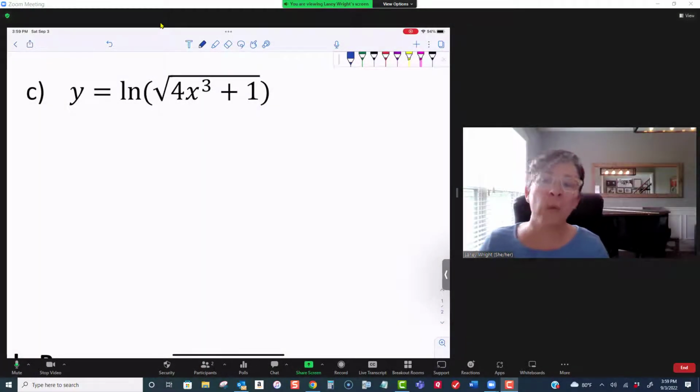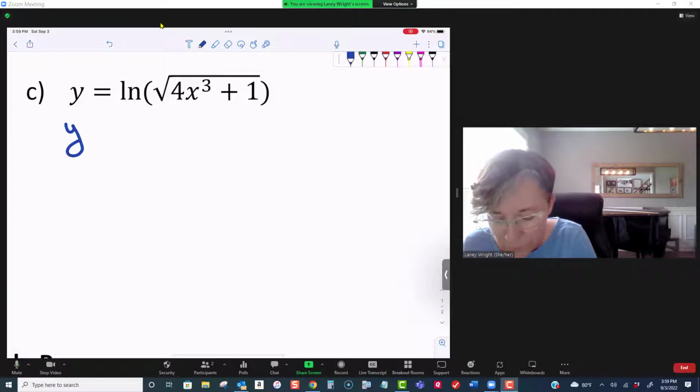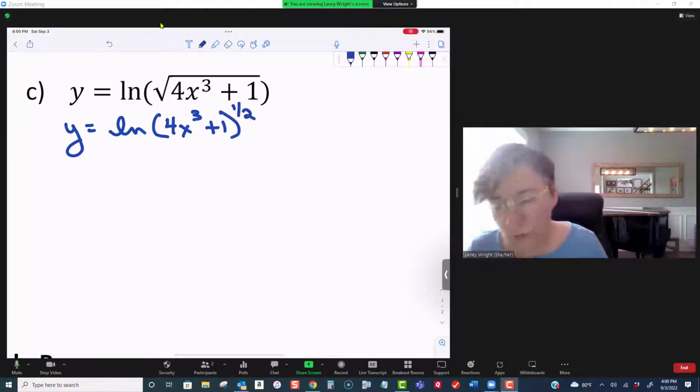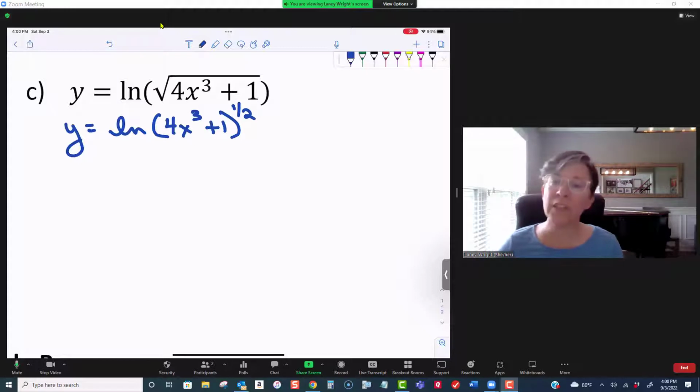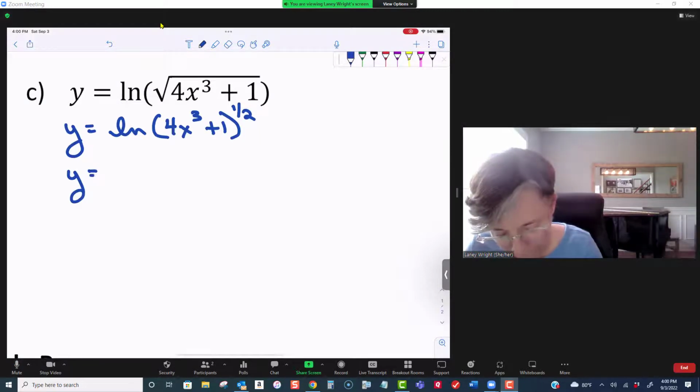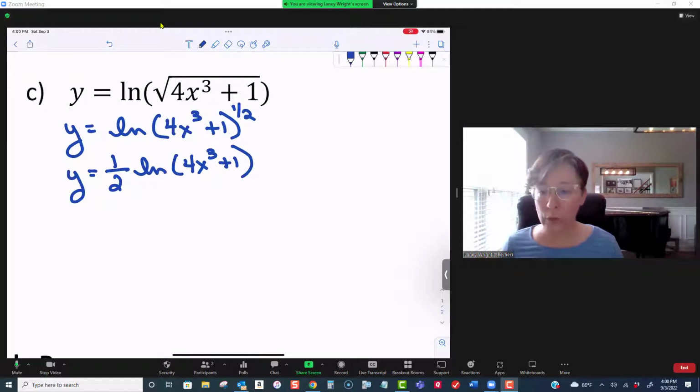Now before I would take the derivative of this, I would rewrite that argument as 4x cubed plus 1 to the 1/2. You can leave it as to the 1/2 here, or you can put the 1/2 in the front. That might make life a little bit easier for you when you're taking the derivative. Remember, that's a property of natural log.